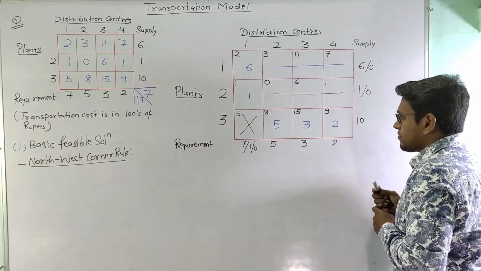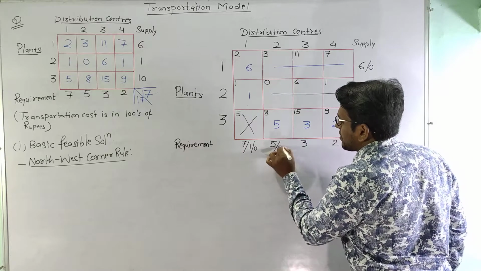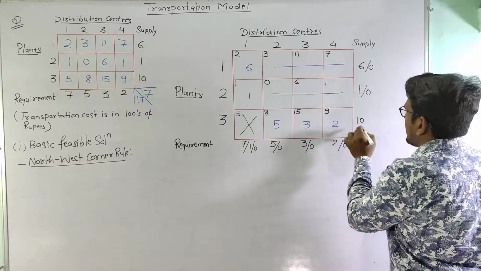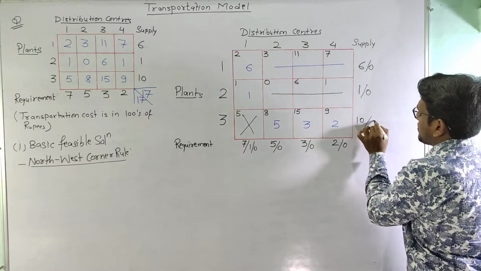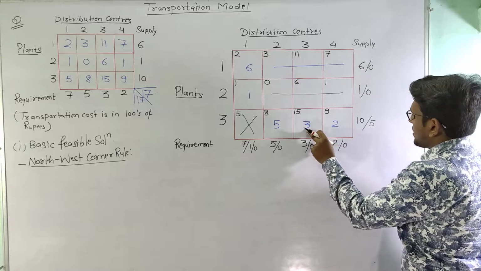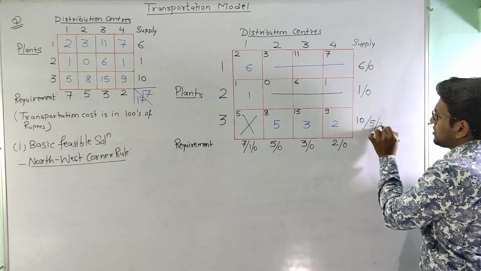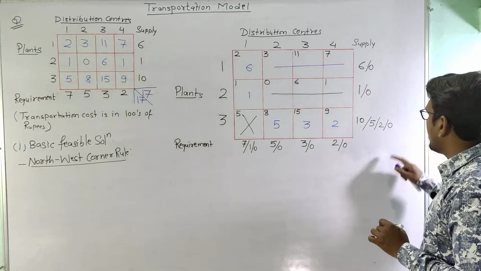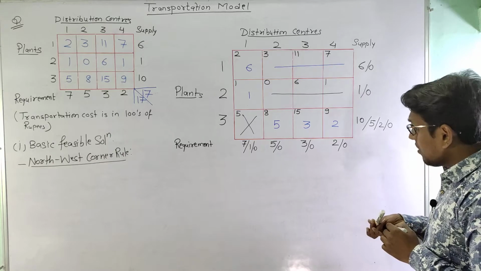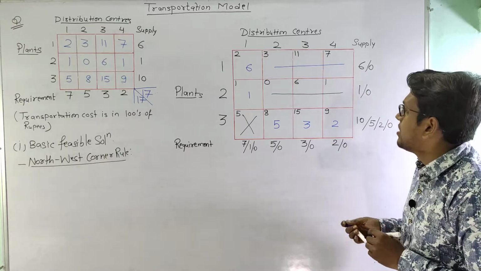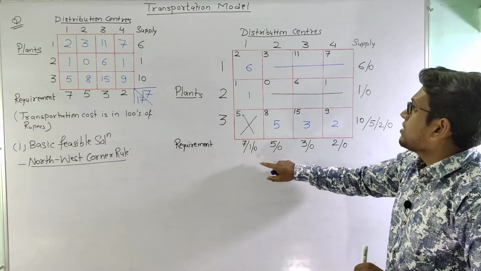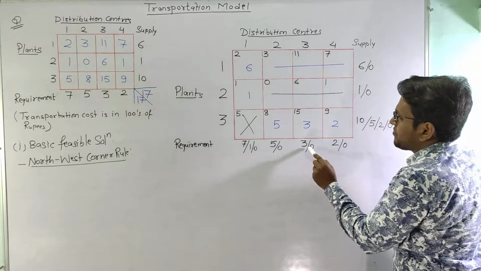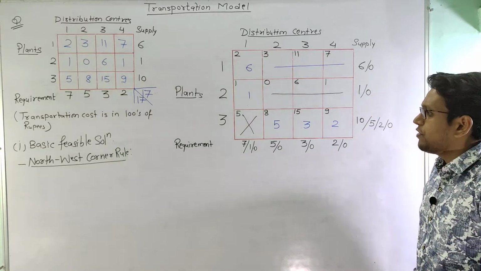That means this is fulfilled, this is also fulfilled and this is also fulfilled. So after allocating 5 here, 5 is remaining. Similarly after allocating 3 out of 5, only 2 is remaining, and after allocating 2 here we have 0 units remaining. So now as we can see here that all the supply and demands are fulfilled. That means they came to 0. So all the demand and supply are fulfilled.